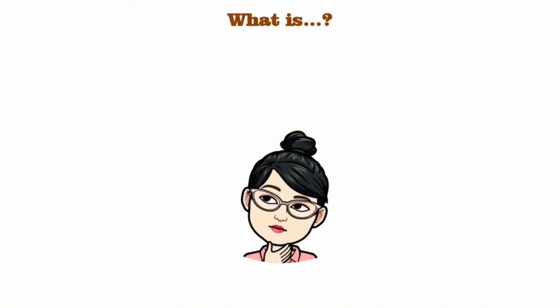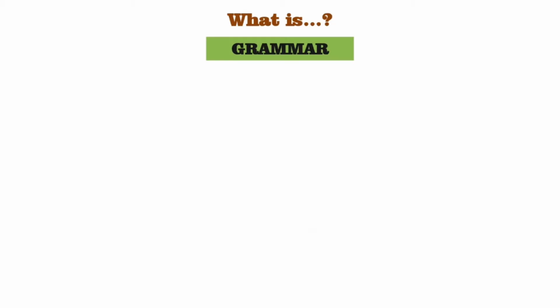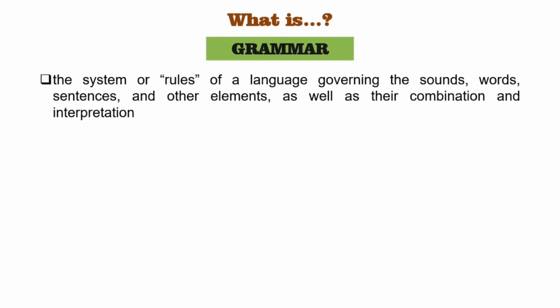Before we proceed, let us first define grammar. What is grammar? Grammar is the system or rules of a language governing the sounds, words, sentences, and other elements, as well as their combination and interpretation.